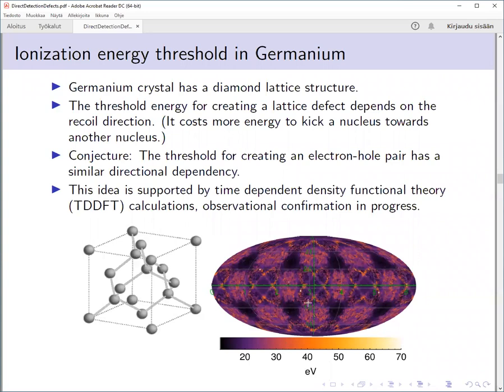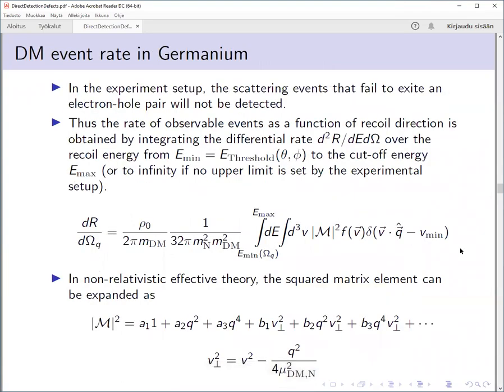So if you hit it with lower energy, then it just bounces back, and in the end the crystal remains as a perfect lattice. But if you hit it harder, then it moves away and creates a permanent lattice defect. And now we assume that this same kind of threshold gives the threshold for creating the electron-hole pair, which means that this is basically the threshold for having an observable signal or not in this kind of experiment.